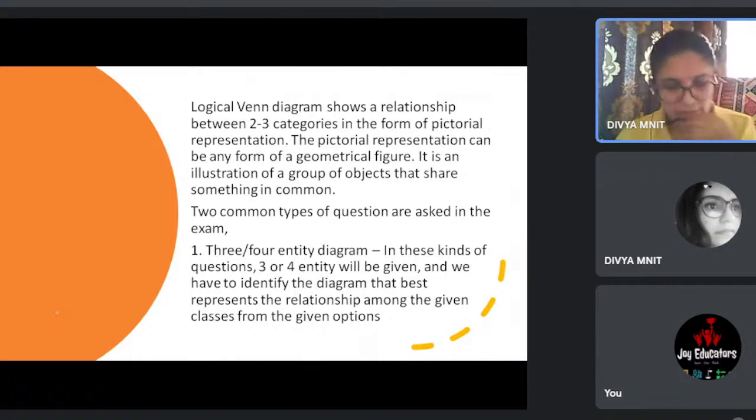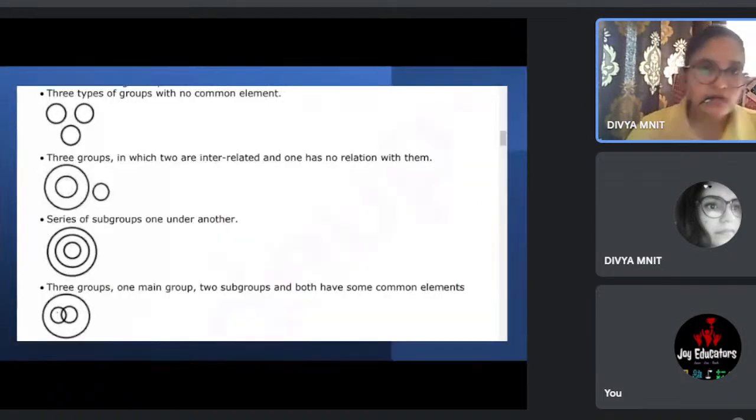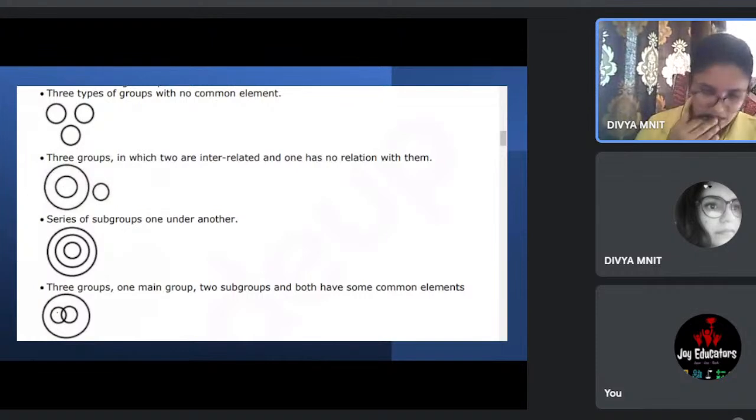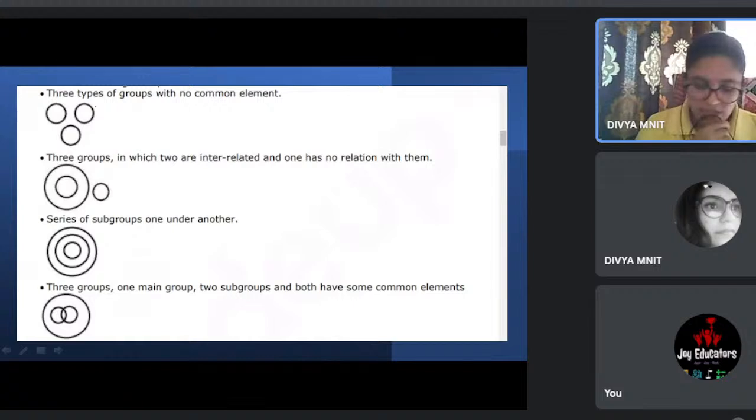So sorry for that. Let's start. I told you already. There is a type in the Venn diagram. We use circles, and we can also create a triangle or rectangle. Basically, we have to create a closed figure. The circle is easy for us, so we create the circle.